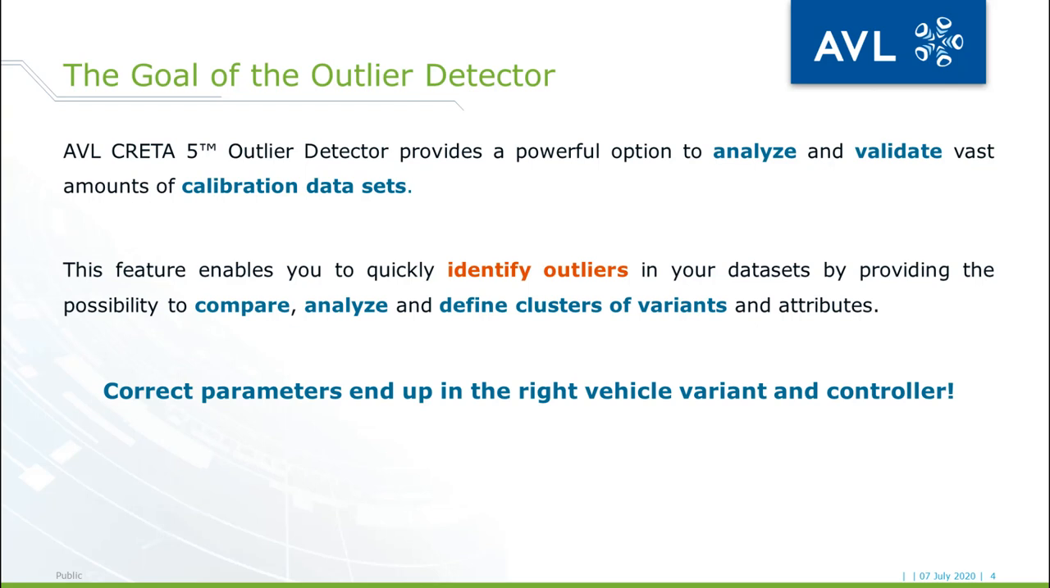With this template file, you can verify all upcoming datasets if the parameters are still consistently calibrated and that no variants are missed within the same attribute cluster right before the start of the production date. In short, Outlier Detector is a tool to help you in ensuring that the correct parameters end up in the right vehicle variants and controller.